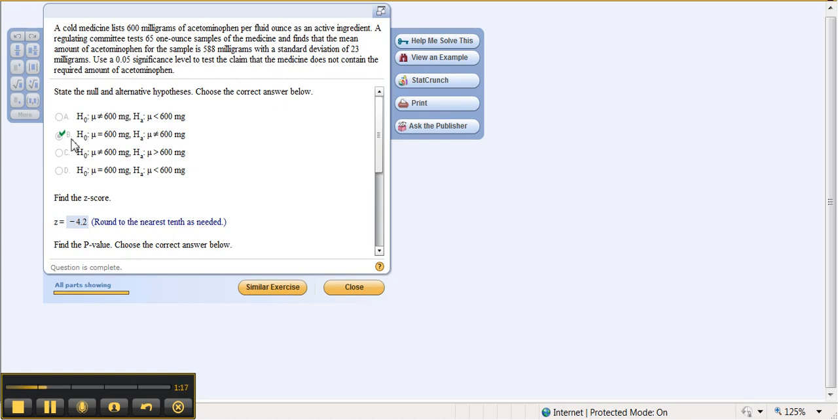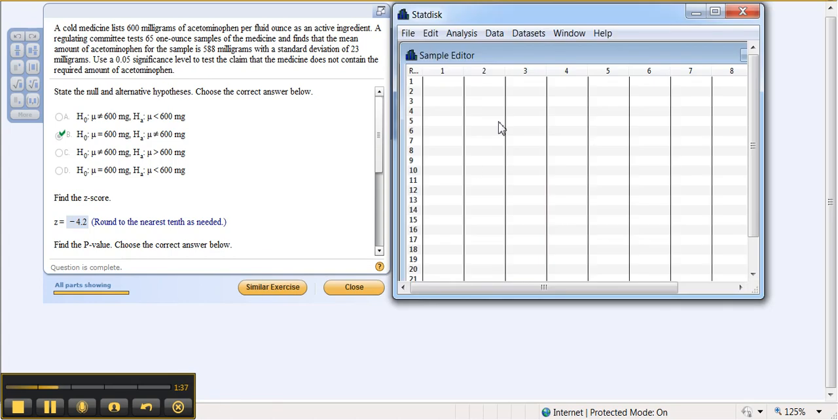So we're going to say that the null hypothesis is that mu is equal to 600. We assume that the null hypothesis is true unless we find enough evidence against that. Our alternative is the complement to that, that the mean is not 600.